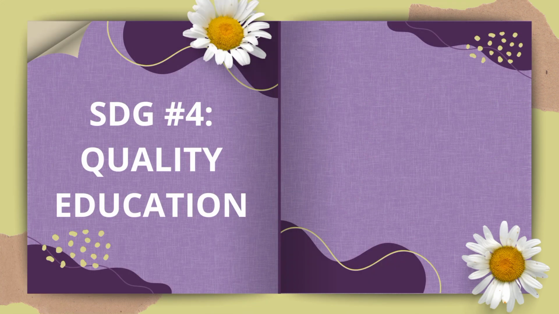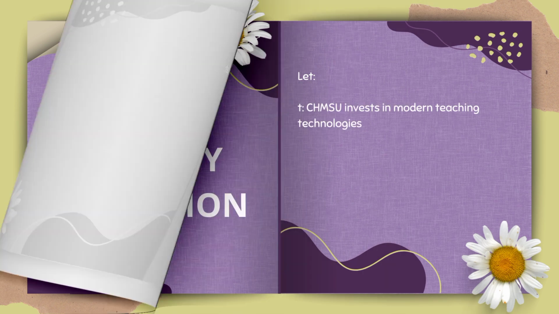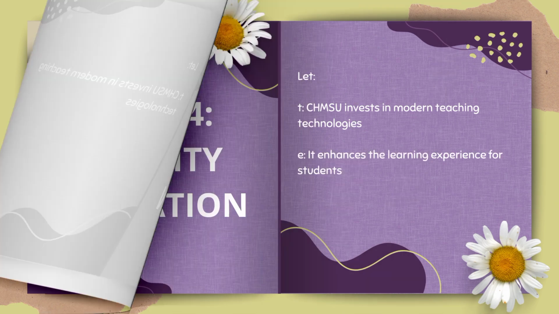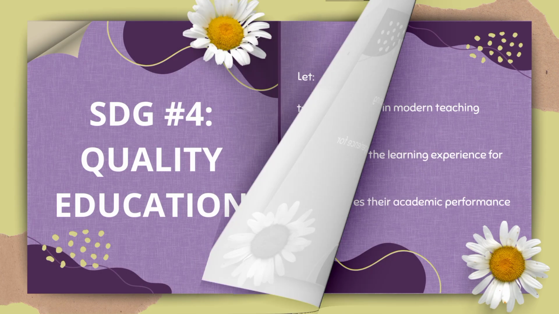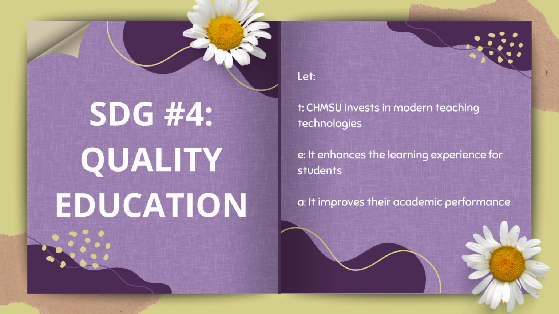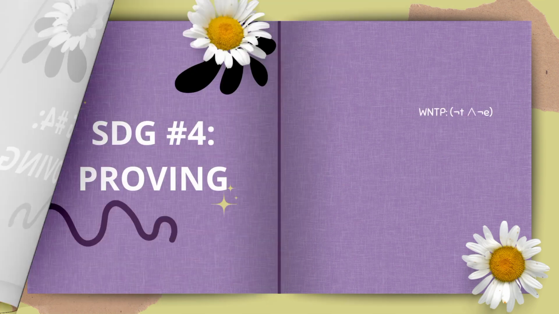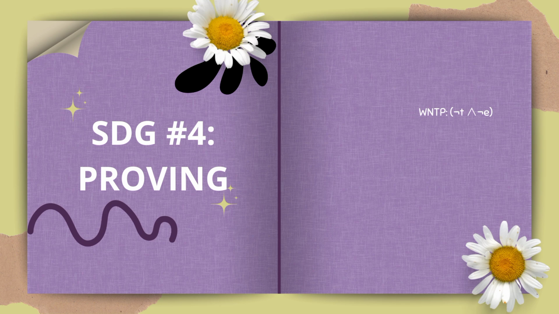The next slide shows the statements composed of three variables, which are T, E, and A. First is T, CAMSU invests in modern teaching technologies. Second is E, it enhances the learning experience for students. And A, it improves their academic performance. The next slide, we need to prove SDG number 4, which is education. First we need to prove negation of T and negation of E.